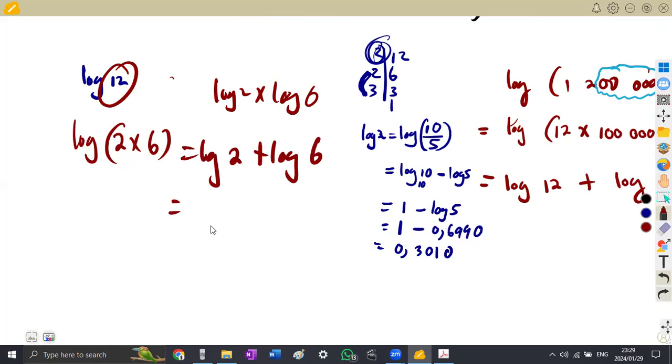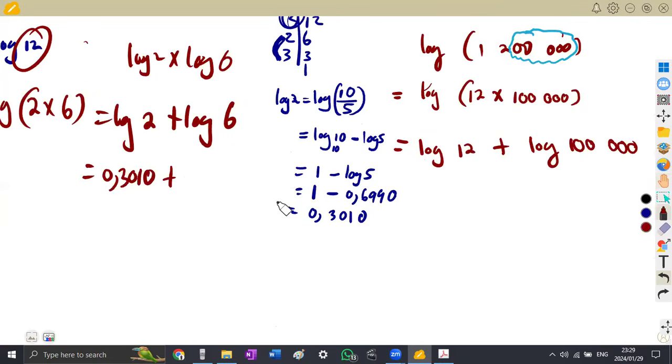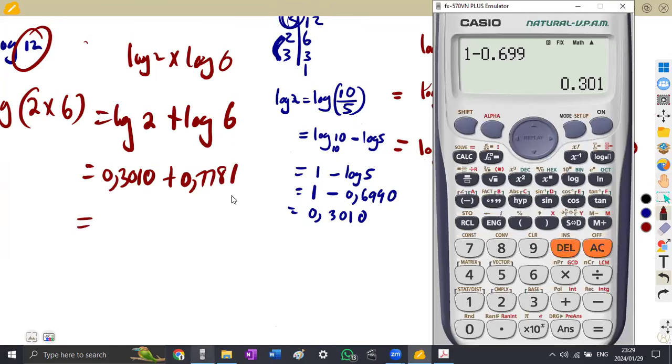What is the value of log 2? 0.301. That is the value we use the calculator to obtain. Log 6, we were given earlier. Log 6 is given as what? 0.7781. 0.7781. Let's add my numbers. Like I said, guys, just use the calculator because of time. All right. Let me just fix my calculator back to 4 decimal places. These ones are 4 decimal places, so my answers are.